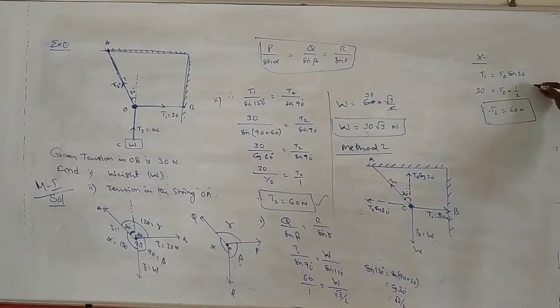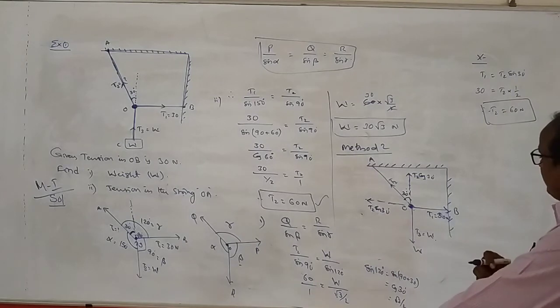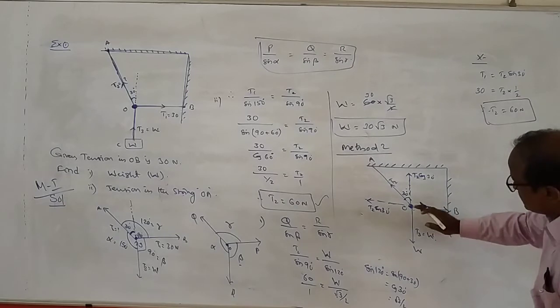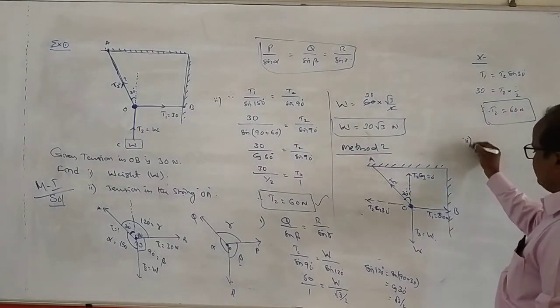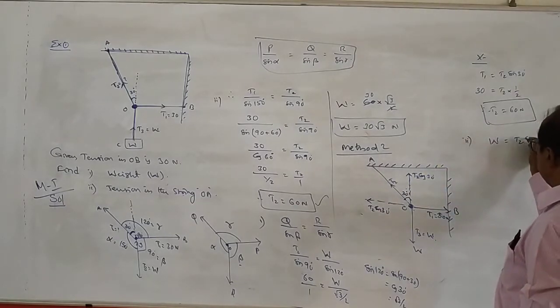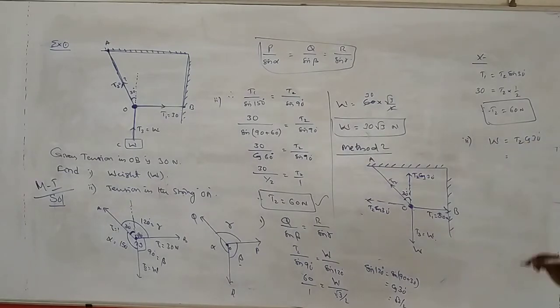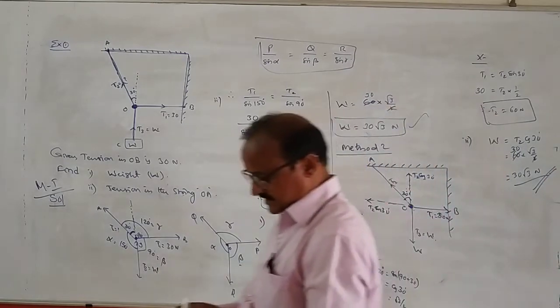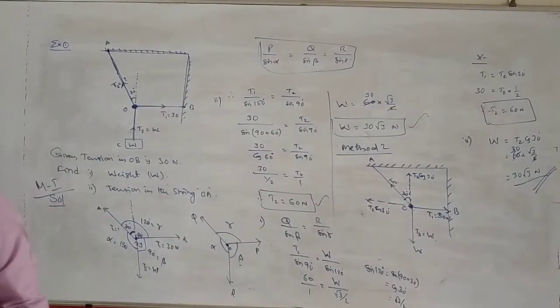This is the component. And how do you find the weight W? W should be equal to the sum of the forces acting downwards, equal to the sum of the forces acting upwards. Means W is equal to T2 cos 30. That is, T2 value is 60 into cos 30, which is root 3 by 2, that is equal to 30 root 3 newtons. This is the value. Okay, this is the simple way. Next, one more problem we are doing here.